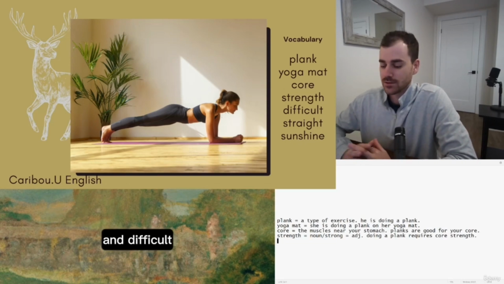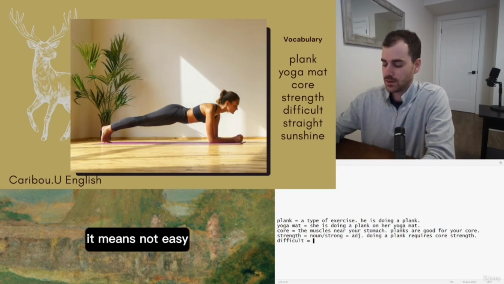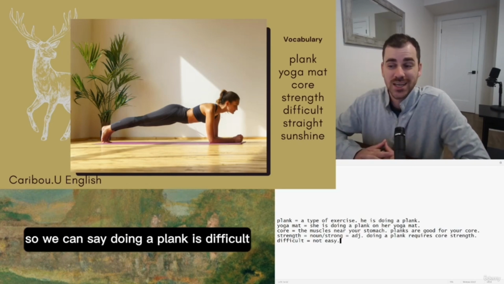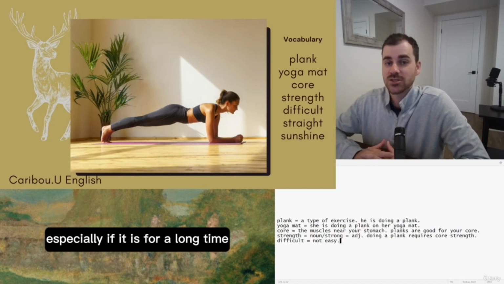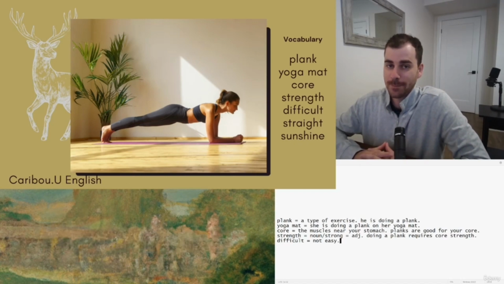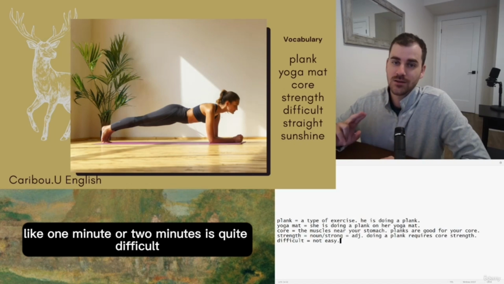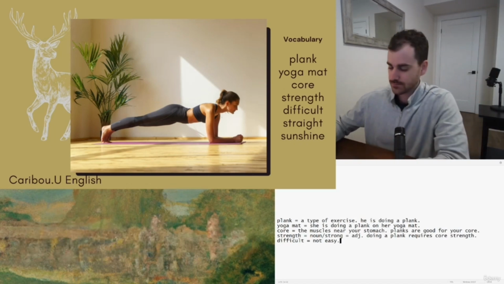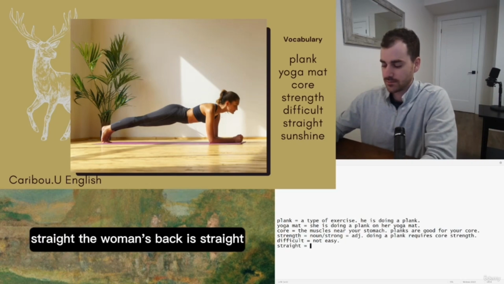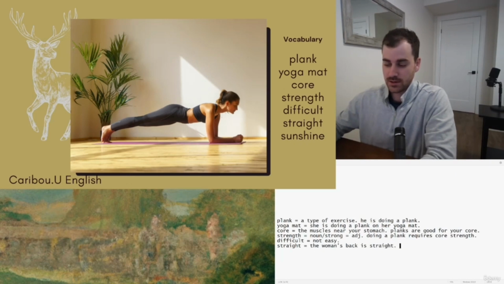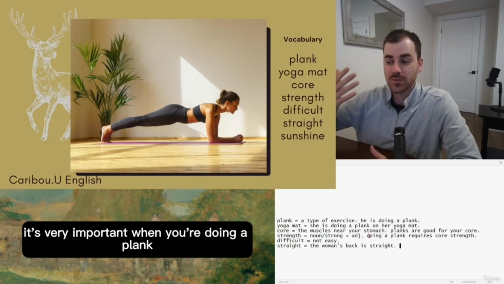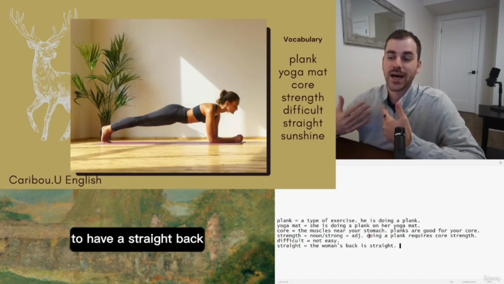And difficult, it means not easy. So we can say doing a plank is difficult, especially if it is for a long time, like 1 minute or 2 minutes. It is quite difficult. Straight. The woman's back is straight. It's very important when you're doing a plank to have a straight back.